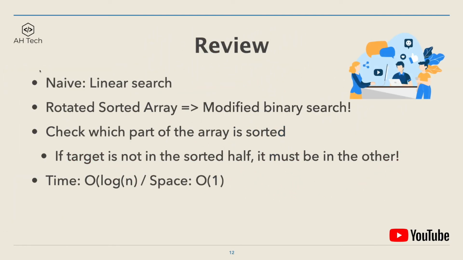Finally, let's review. So the naive approach of searching a specific target element in an array is linear search, but its time complexity is linear because of n. And to do better than that, since the input in this question is a rotated sorted array, we can use a modified version of binary search. And the intuition is first check which part of the array is sorted, so we can further check if target value is in the range of the sorted half. And if it is not in the sorted part of the array, then it must be in the other.